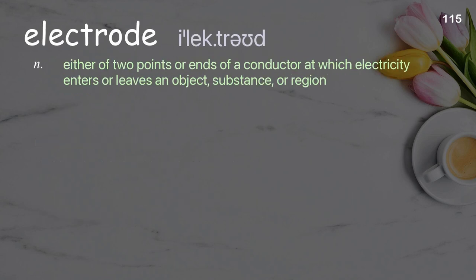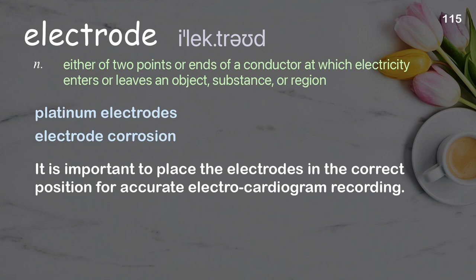Electrode: either of two points or ends of a conductor at which electricity enters or leaves an object, substance, or region. Examples: platinum electrodes, electrode corrosion. It is important to place the electrodes in the correct position for accurate electrocardiogram recording.